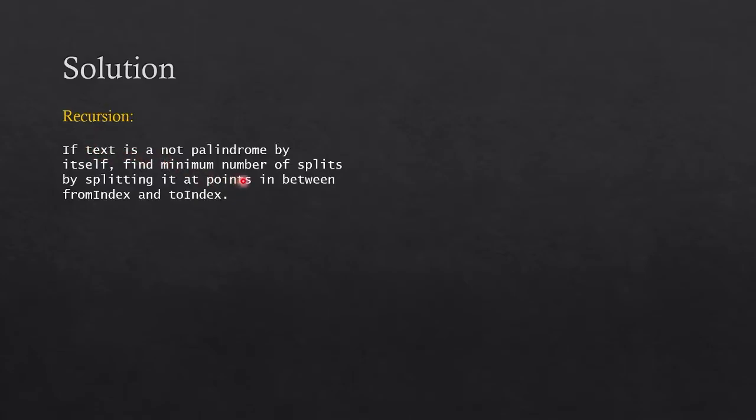Now, if the text is not a palindrome, then in that case, what you've got to do is find the minimum number of splits required to make each part a palindrome. And that you're going to do by finding the minimum number of splits by splitting it at multiple points in between from index and to index.